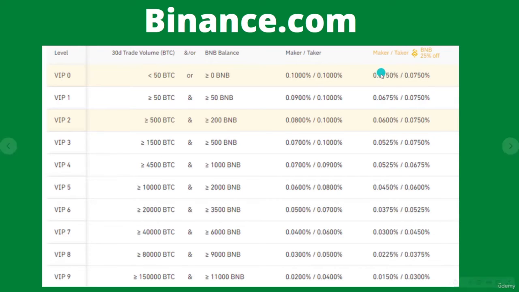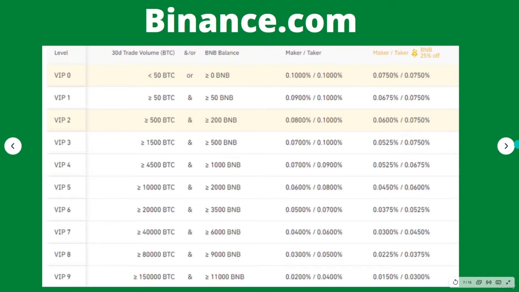Now, here's the difference. Just to get to VIP 1, you need to trade at least 50 Bitcoin in volume in 30 days, and that is a significant amount of money for most people. You need to trade at least 50 Bitcoin in trading volume, the Bitcoin equivalent, and you need at least 50 BNB in your account just to get this little discount.